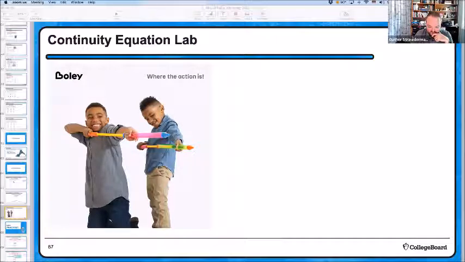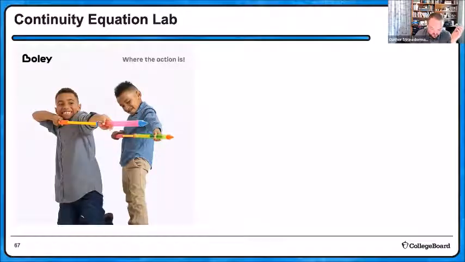You guys see the picture of the kids with the water guns? So I use these water guns to basically confirm the continuity equation. And what do I mean by that? What I mean by that is that I can do A1V1 equals A2V2.